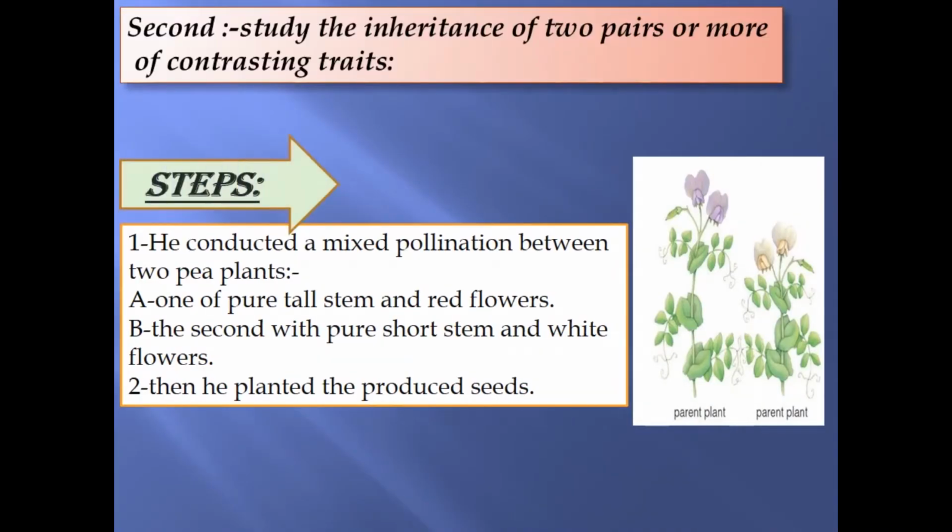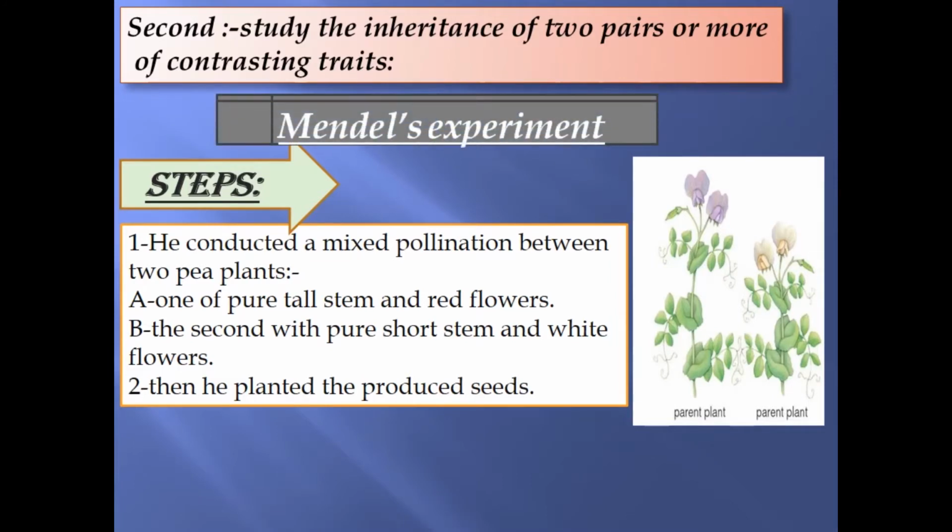Secondly, the studying of inheritance of two pairs or more of contrasting traits. Actually, along this experiment, Mendel studied the inheritance of two pairs or more of the contrasting traits between the two types of pea plants. And let's now study the steps of Mendel's experiment.